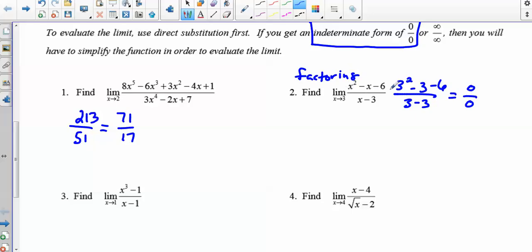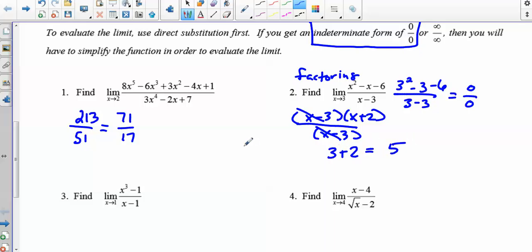So if you factor your numerator, we get x minus 3 times x plus 2, and the denominator is x minus 3. So because this factor cancels out, that tells us there's a hole in the graph. But the hole is fine for the limit. We can still have a limit as x approaches 3. And now I'm going to plug 3 into the remaining part of my function, which is just x plus 2. I have 3 plus 2, so the limit is 5.